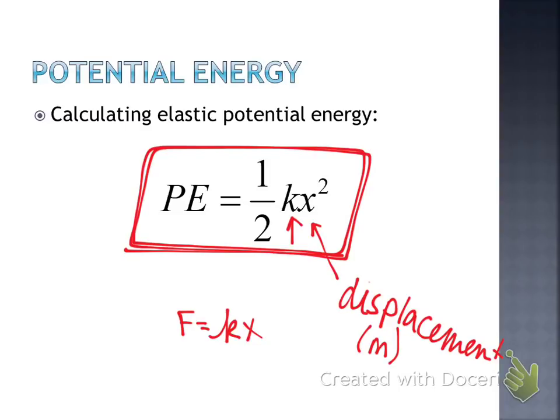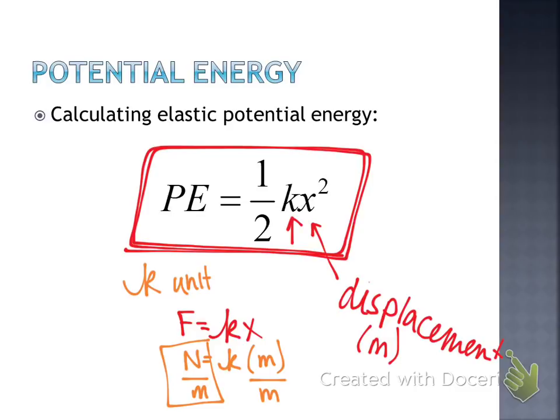The second one that we looked at, I kind of skipped over, was a restoring force. That's the force that bounces the spring back. We're not really worried about the opposite part of it yet. So this is the force that would be applied to make it stretch or compress. If we put units on it, we would say newtons equals K times meters. So if I get K by itself, it has units of newtons divided by meters.